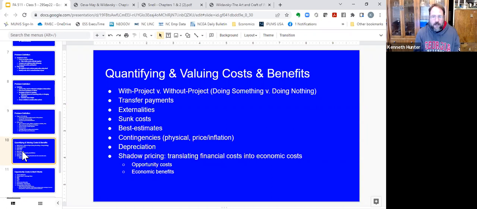Then you also look at the economic benefits, which can be measured monetarily. They can be measured with job growth. They can be measured with pay increases, increases of community wealth or individual wealth, whatever the case may be.